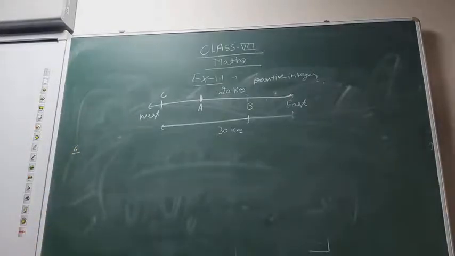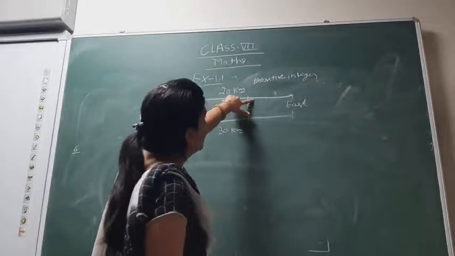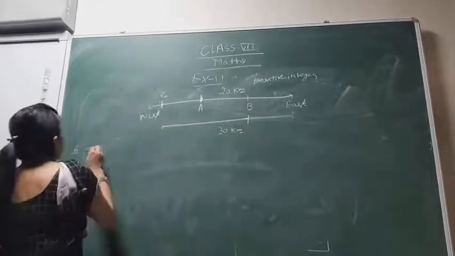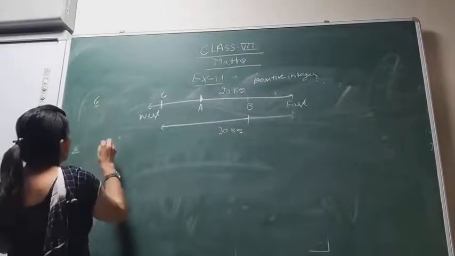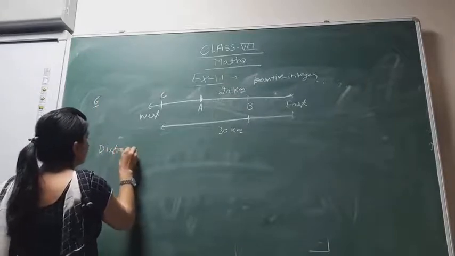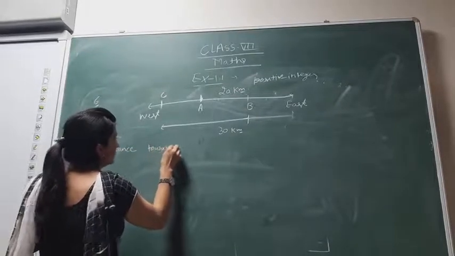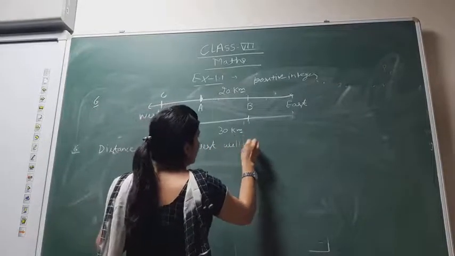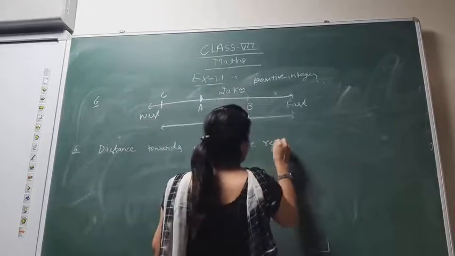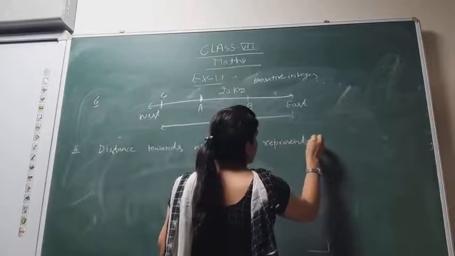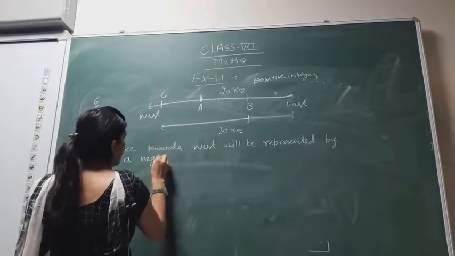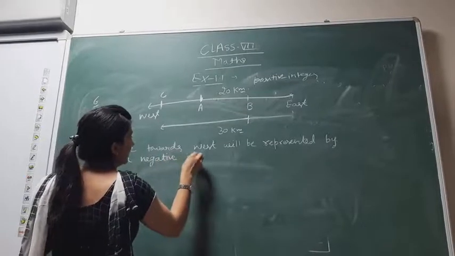So we will write, firstly, if distance towards east is represented by positive integer, then we say distance towards west will be represented by a negative integer.